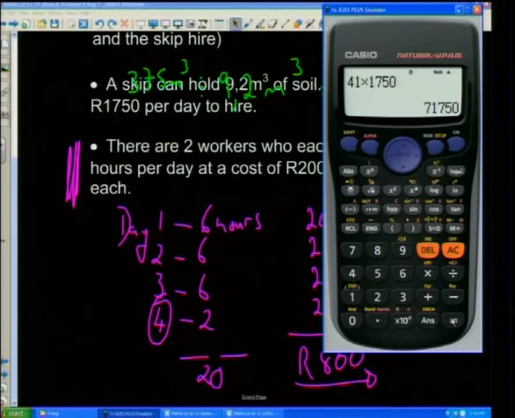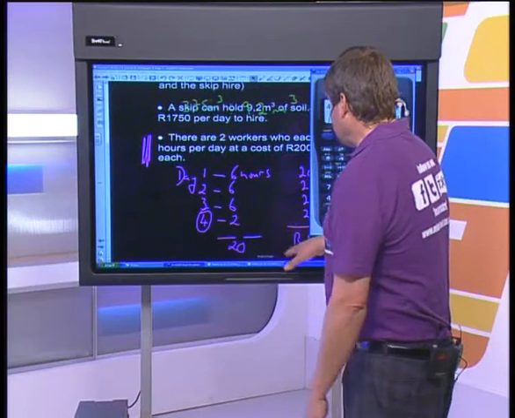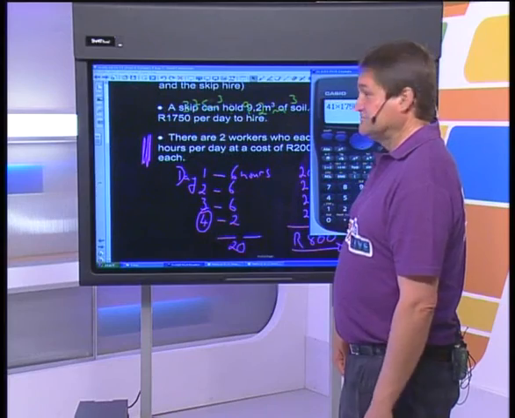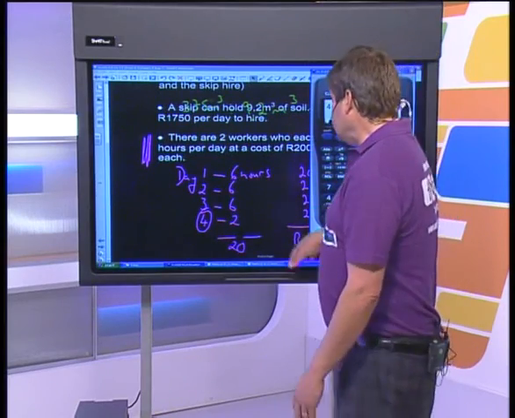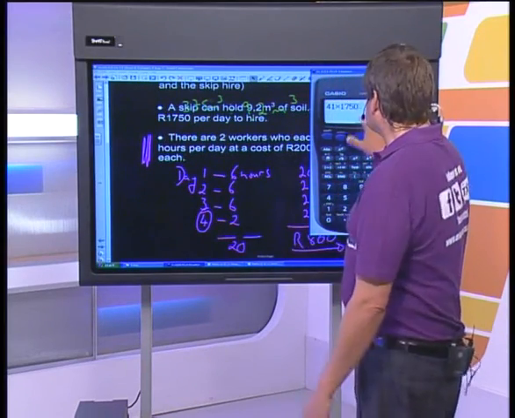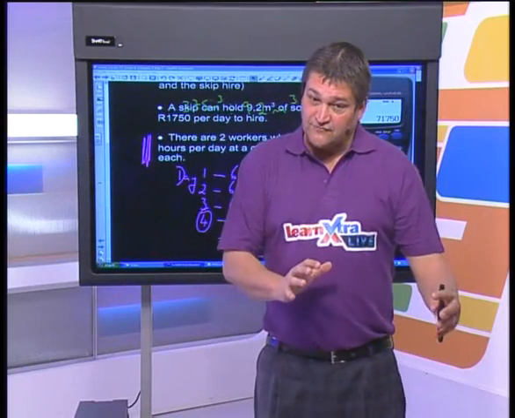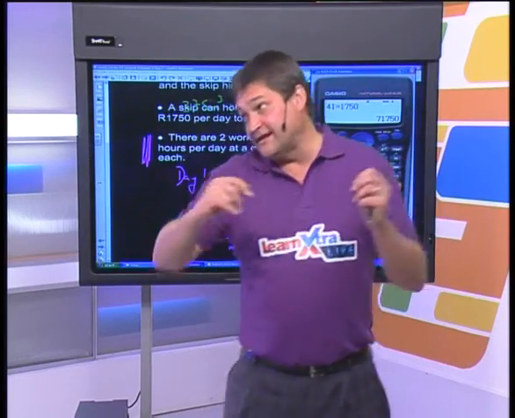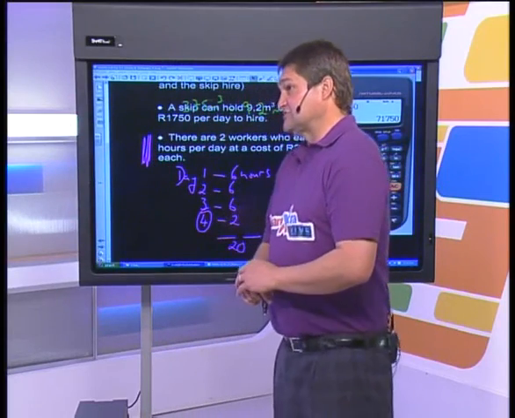For them to get the soil and take it away. That's a lot of money. Hey? That is a lot of money. All right. And then we'll add it to the wages. And remember, each guy gets 800 Rand. So it's the 71,750 for the skip, plus the 800 for the one chap to work, plus 800 for the other chap to work, and that will then give us our final total.